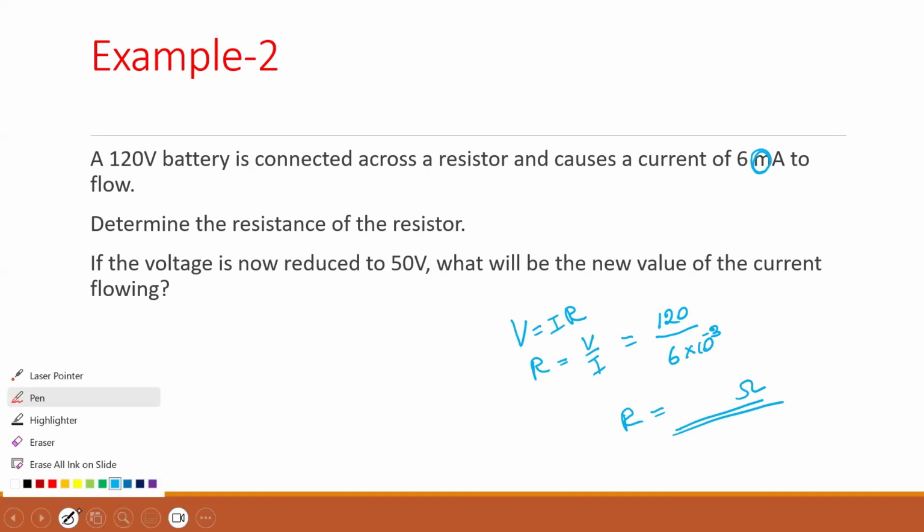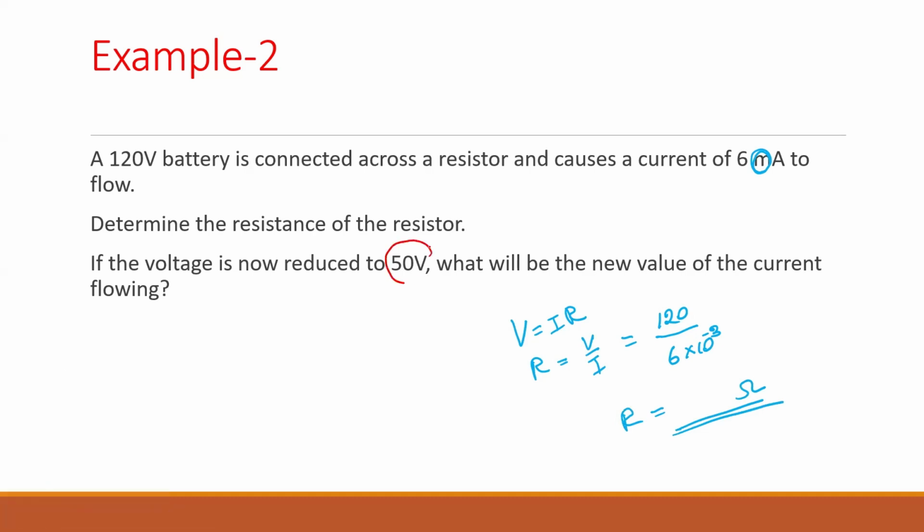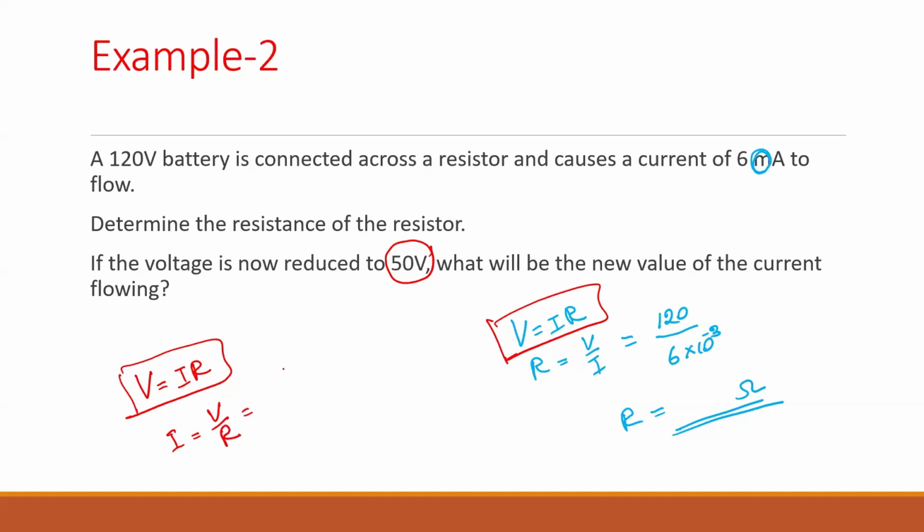And in the next part, you have the voltage. Voltage is equal to current times the resistance, which is the same equation, Ohm's law. And we need to find the current now. If I make the current the subject, it is voltage divided by the resistance. Voltage is 50 and the resistance is whatever you found here. You put that in and you get an answer in amps.